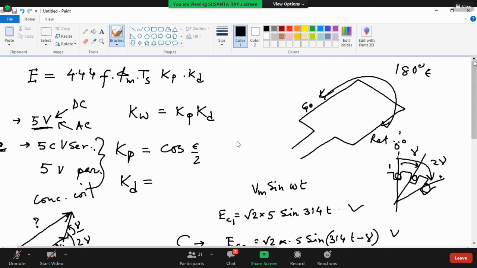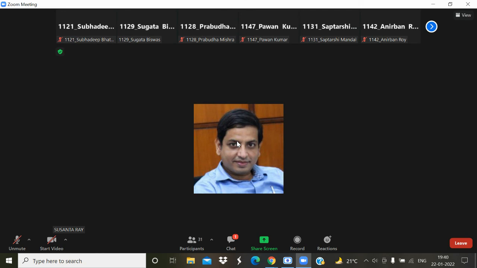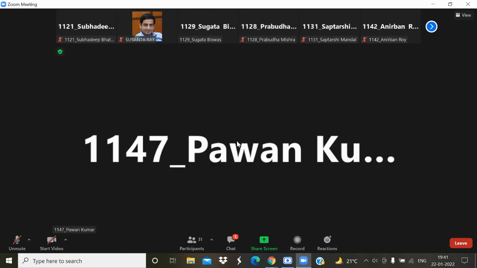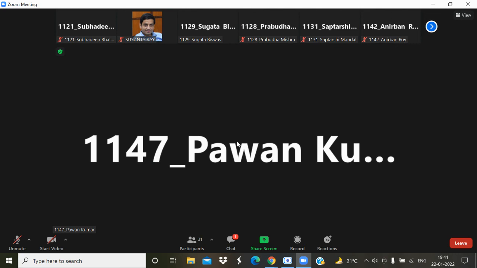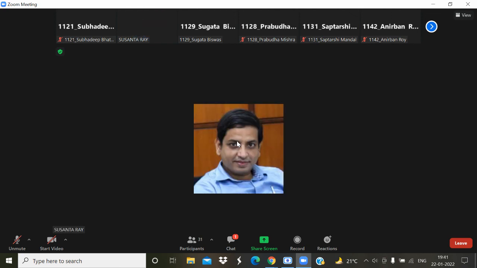Understood why this Kw will come in the expression of output coefficient of induction motor? Output coefficient expression? Okay. And one more thing, can you recall the expression of output coefficient? Yes, sir. Sir, it was pi square into B average into AC into 10 to the power minus 3, where AC was the specific electric loading. Okay.